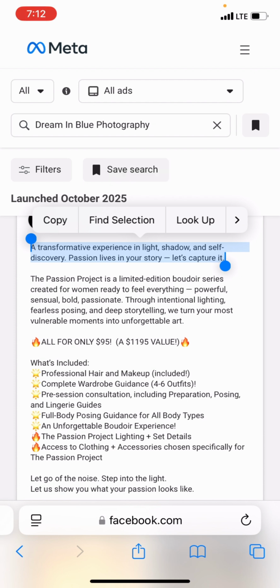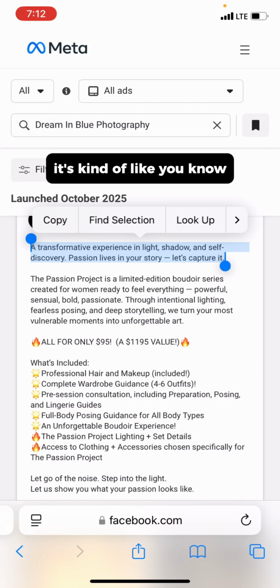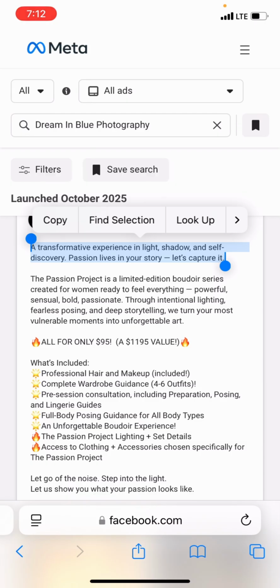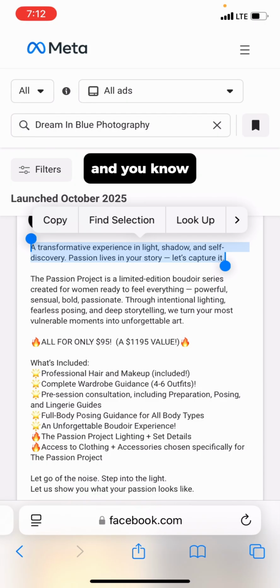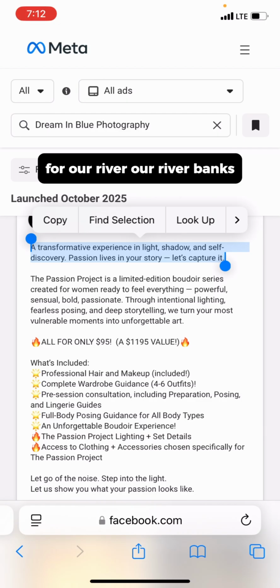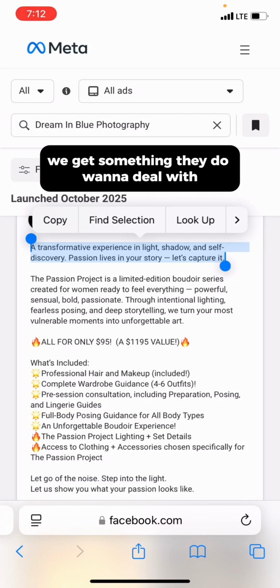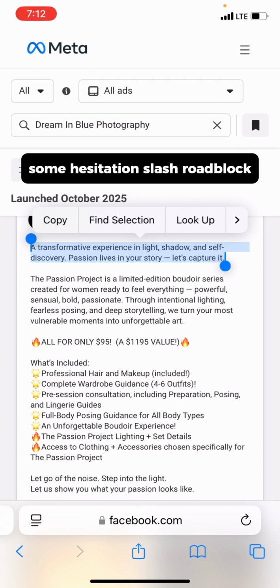Kind of like with this river that we're talking about. We got a few different bridges. Well, there are a few different bridges. Ours is one of the bridges, or there's some boats, or there's one helicopter. And for our river banks, we got something women don't want to deal with on one riverbank, then they hop to the other side, we get something they do want to deal with, they do want to have. And then there's something stopping them, some hesitation / roadblock. Maybe they don't like walking.